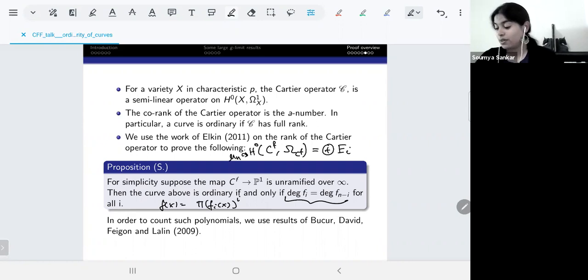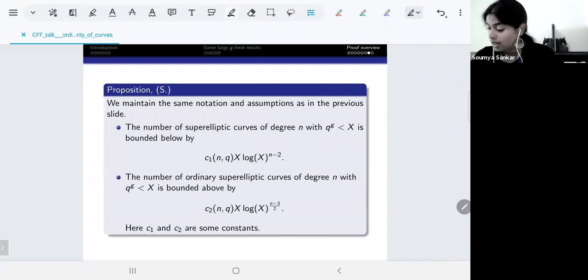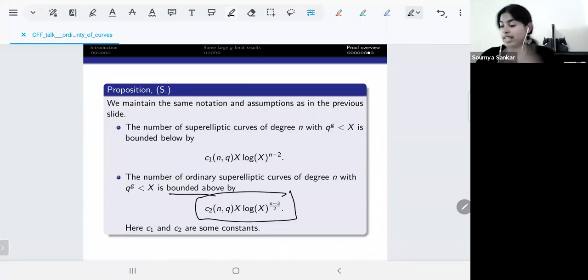And so using their work, you can actually count these polynomials. And what that gives you is an upper bound on the number of ordinary curves. So the upper bound for the number of ordinary curves is given by this quantity here. So it's x log x to the n minus 3 over 2.